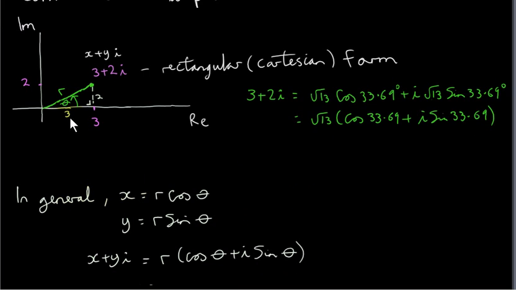So in general, this x here, which was 3 in this problem, is actually r multiplied by cos of theta. So we multiply the modulus by the cos of the angle that is measured anti-clockwise from the positive real axis. And the imaginary part of our complex number is given by r times sine of theta. And it doesn't matter what theta is, it turns out.